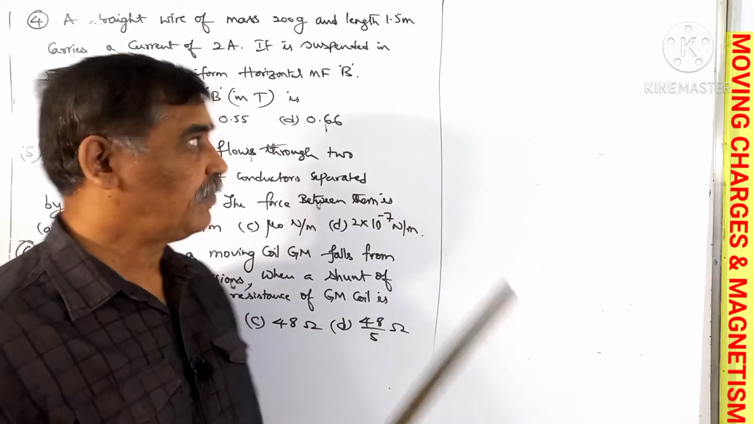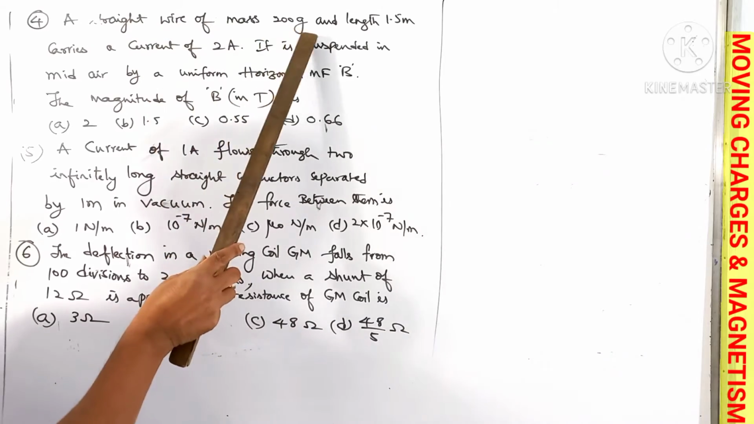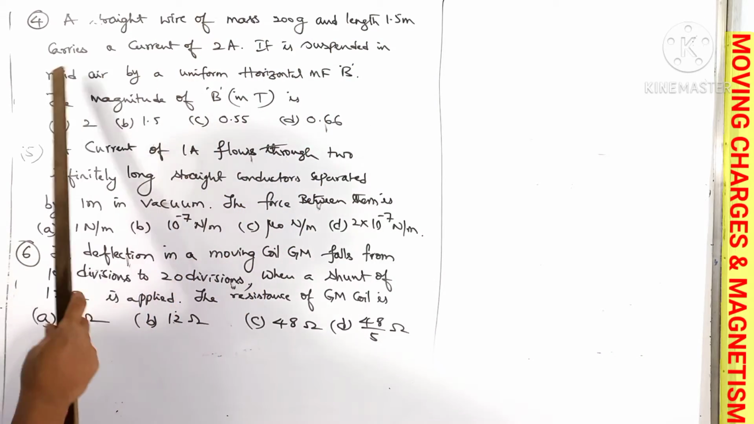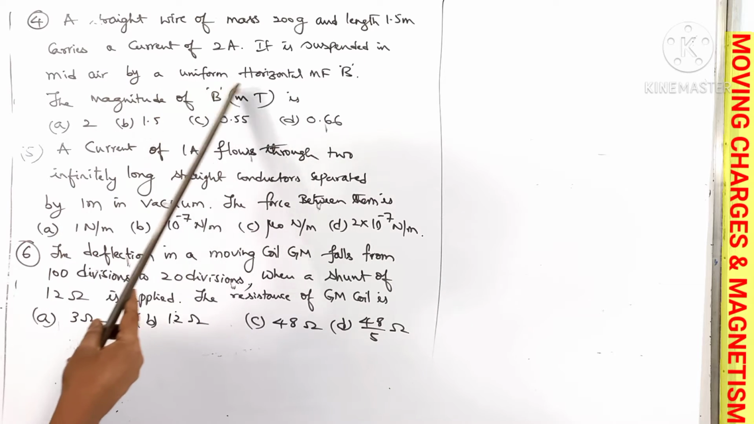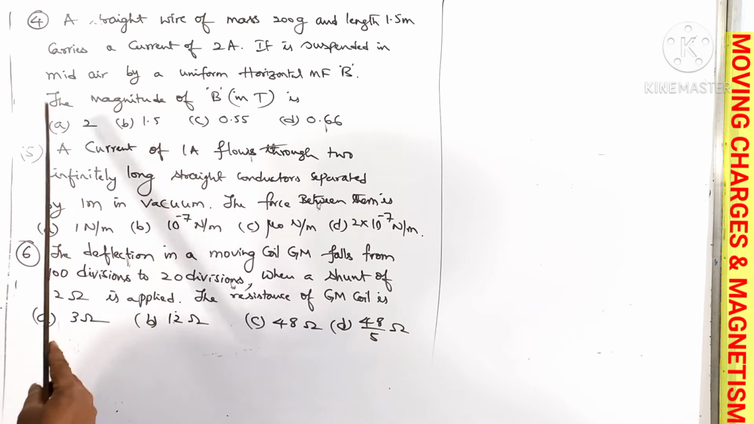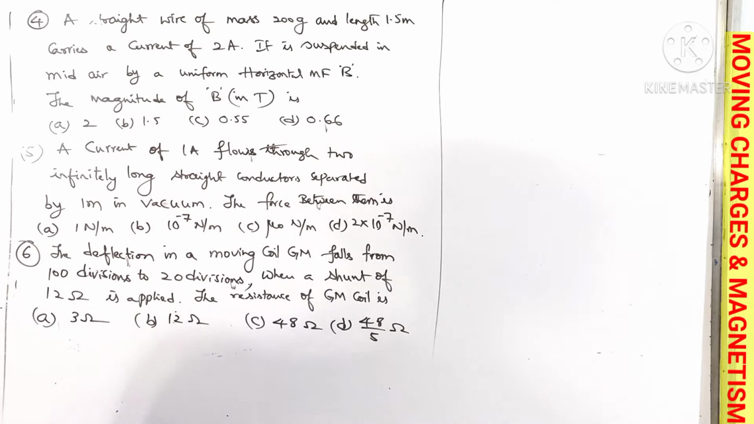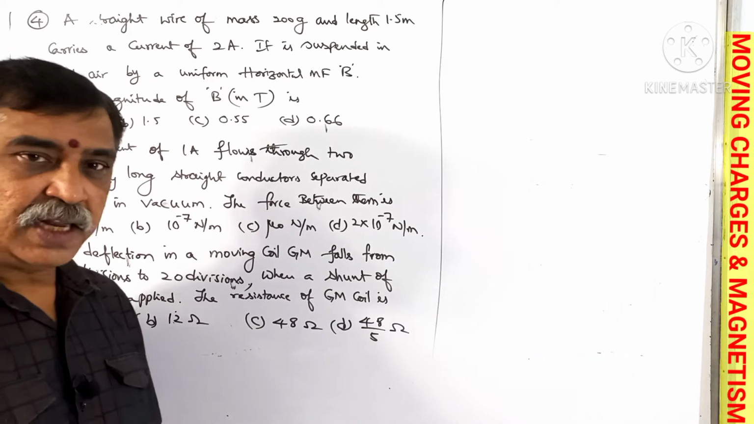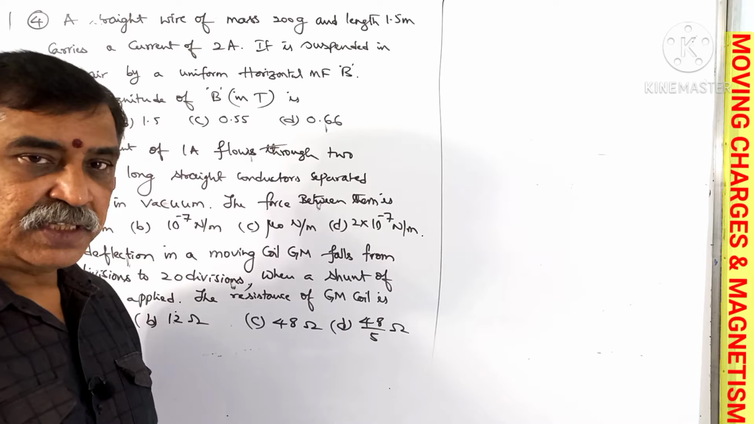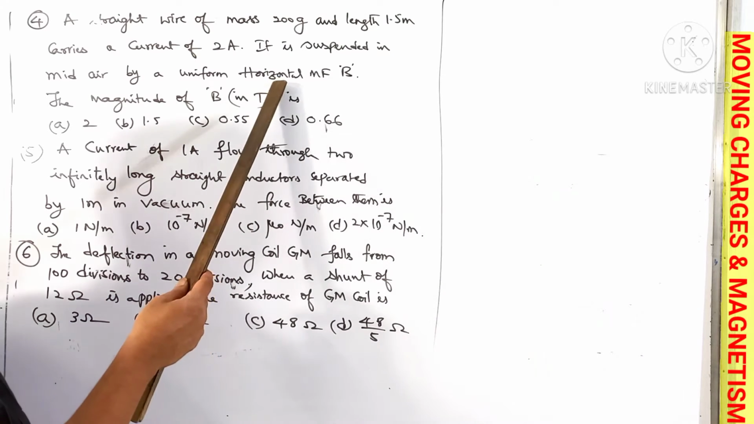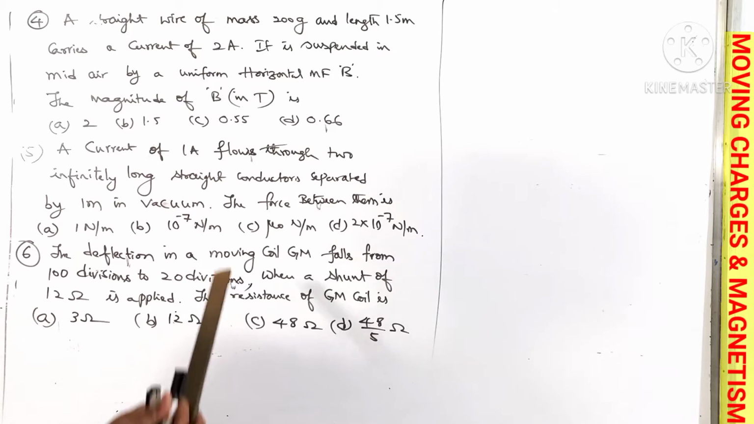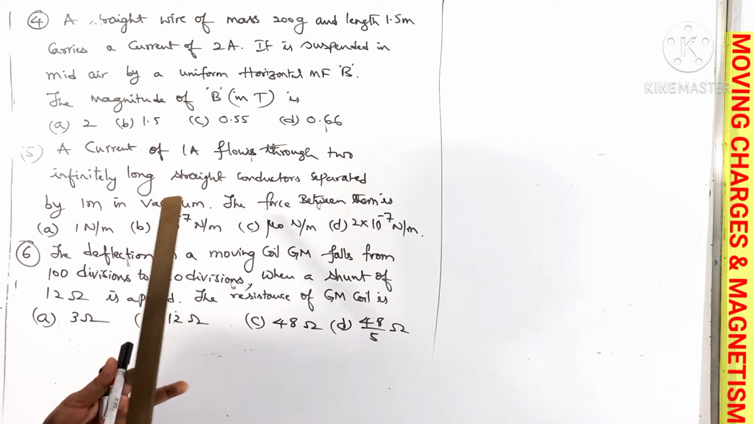The next question is: a straight wire of mass 200 grams and length 1.5 meter carries a current of 2 ampere. It is suspended in mid-air by a uniform horizontal magnetic field B. The magnitude of B is? So here two forces are balanced. One is the gravitational force, which is acting in the downward direction. That is nothing but the weight of the body. To balance that, the magnetic force acts in the upward direction, so that it is suspended in mid-air.